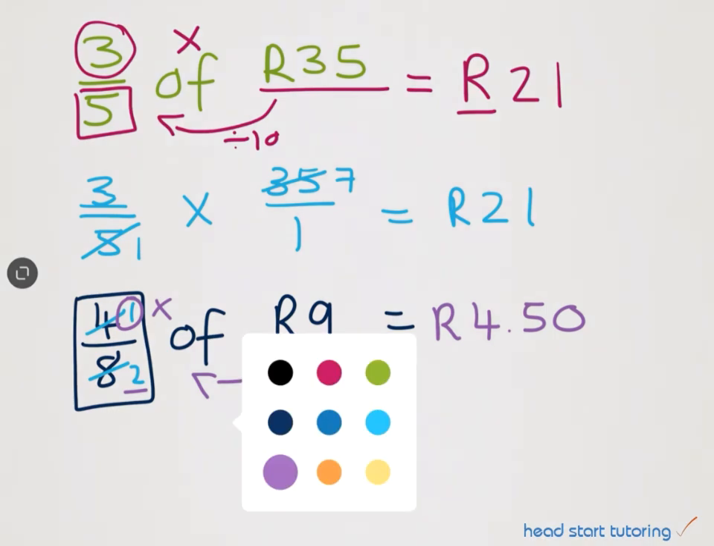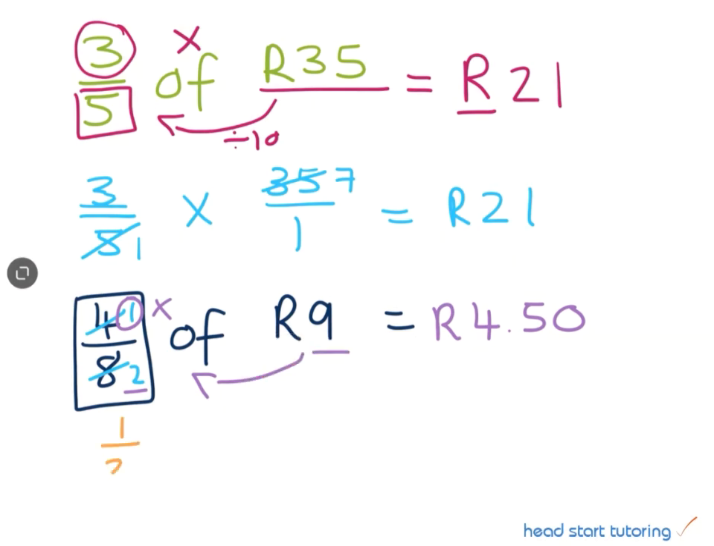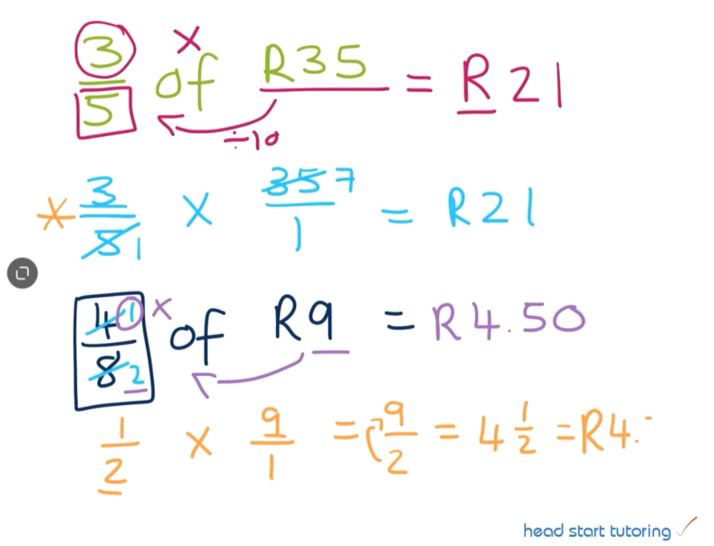So if we were to have a look at half of, or multiplied by 9, the same thing would apply as we worked out here. Because we cannot cross cancel with our 2 and our 9, we just multiply our numerators. So 1 times 9 is 9, and we multiply our denominators. So 2 times 1 is 2, and we end up again, if we convert this into a mixed number, with 4.5, which is equal to 4 Rand 50.